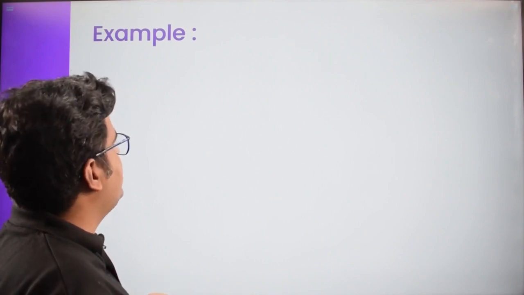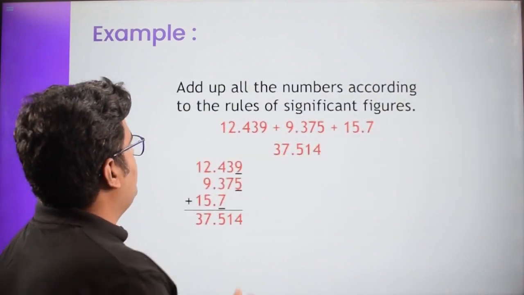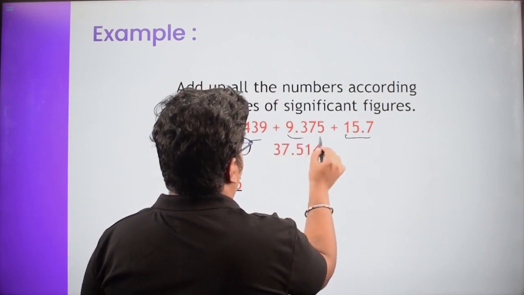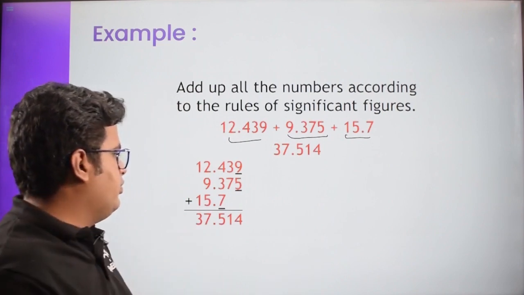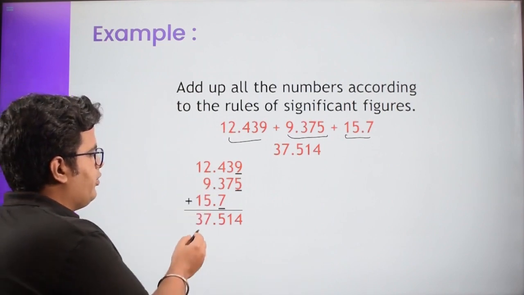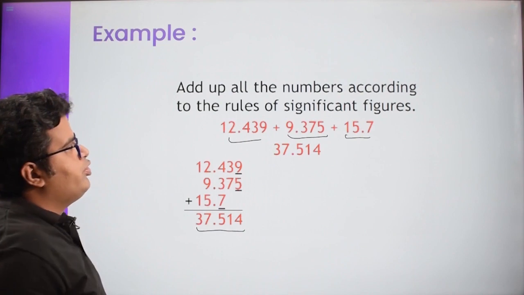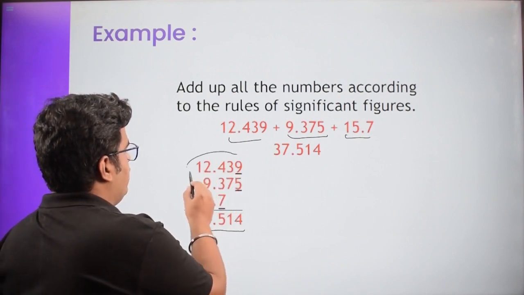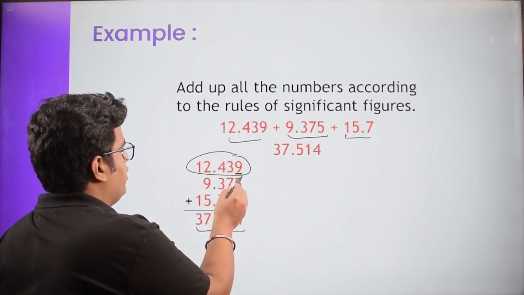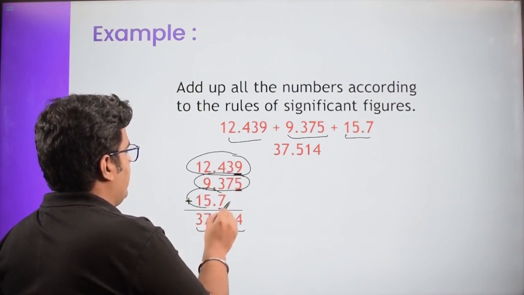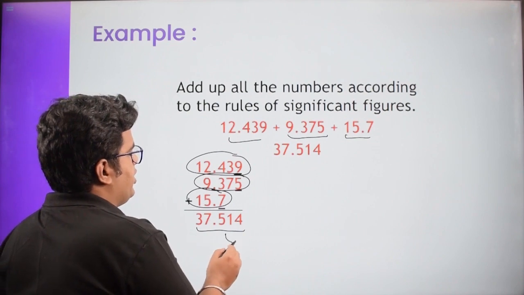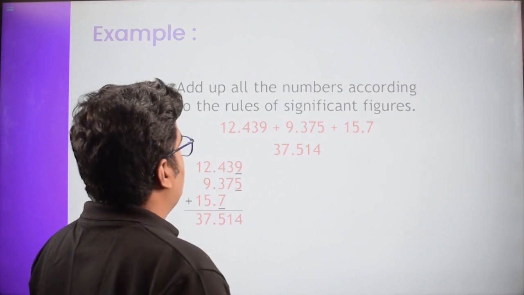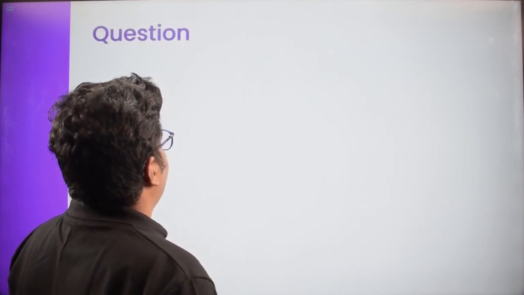Now, what does the example say? We have 12.439, 9.375 and 15.7. These are the three numbers, right? Once we add them, you have 37.514. You can see that in the first number there are 5 significant figures, in the next one we have 4, and in the last one we have 3. But in the final answer, how many significant figures do we have? 5. So that's the rule of it. I hope you understood. Now we have a question based on this.